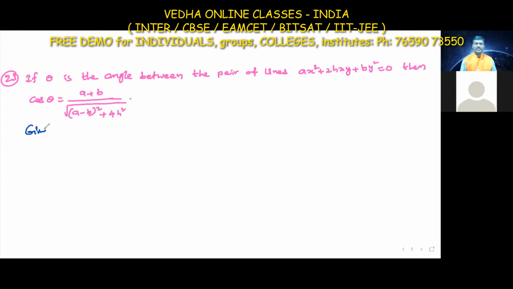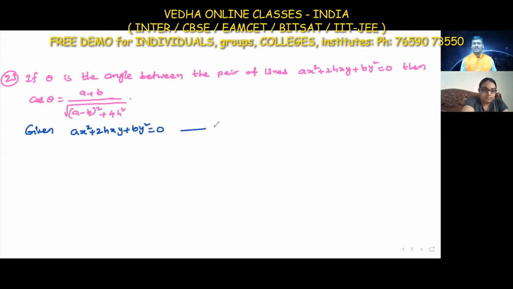First, the pair of lines equation is given. Ax square plus 2hxy plus by square is equal to 0. This one I am taking as equation 1. It is a pair of lines equation.